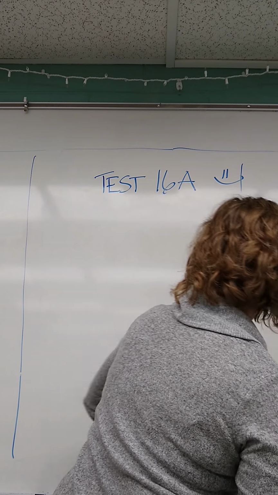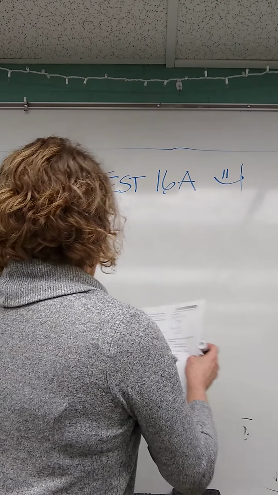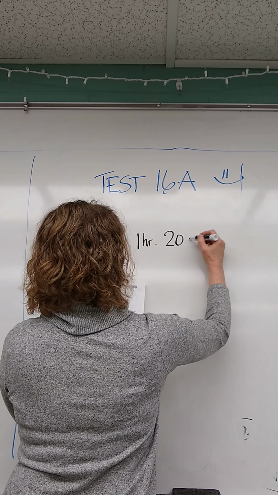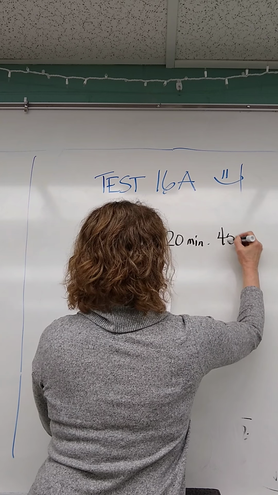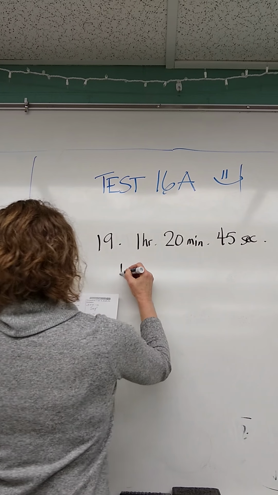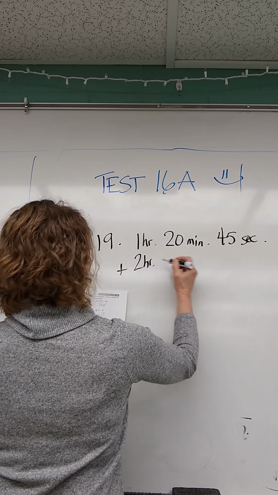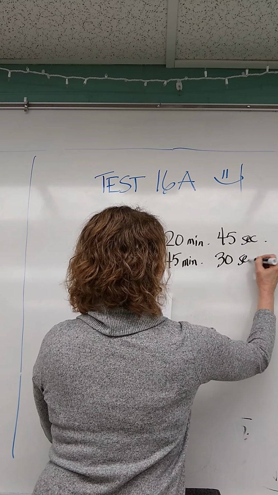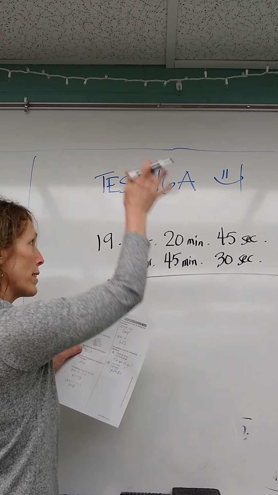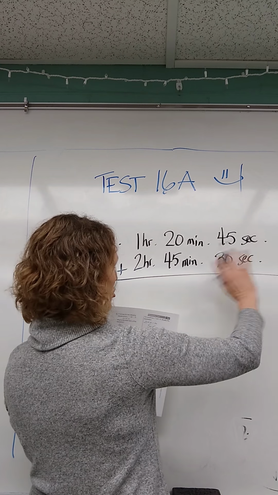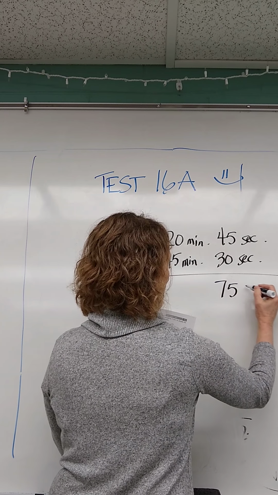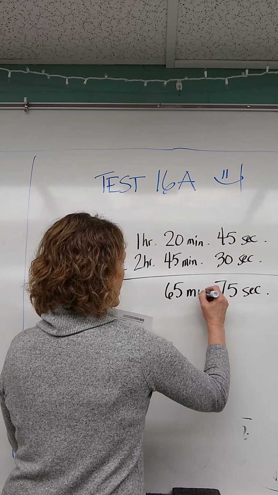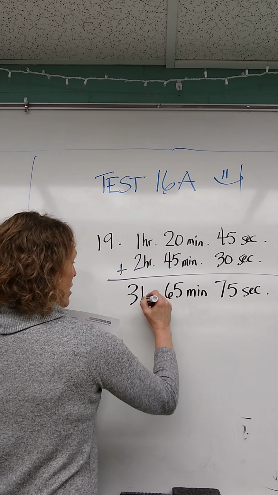Number 19 is next. Okay, 19 says 1 hour, 20 minutes, 45 seconds, plus 2 hours, 45 minutes, 30 seconds. So the first thing I'm going to do is just add them straight up together. So 75 seconds, 20 plus 45 is 65 minutes, 1 plus 2 is 3 hours.